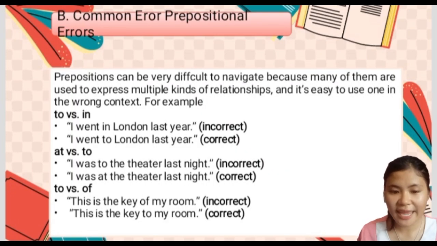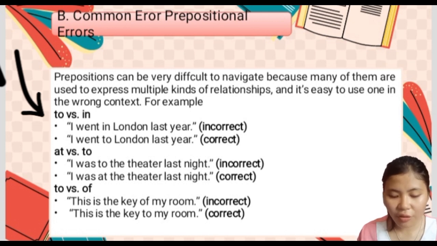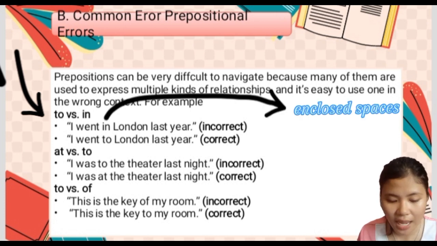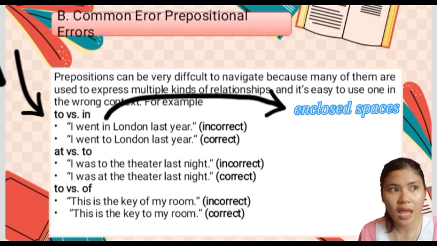In versus to. There are 2 sentences there. Let's read. I went in London last year. The second is I went to London last year. The first sentence is incorrect. Why? We know in is a preposition we use to describe an enclosed space. Enclosed space means inside.